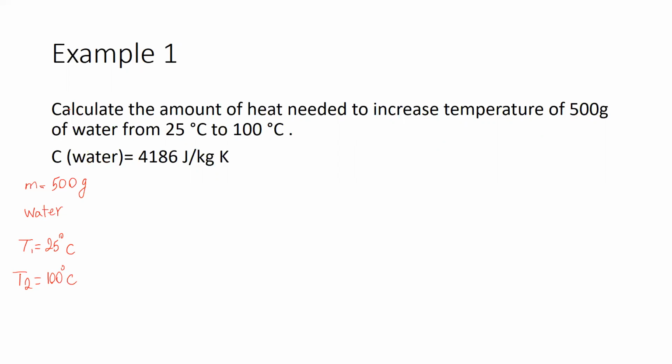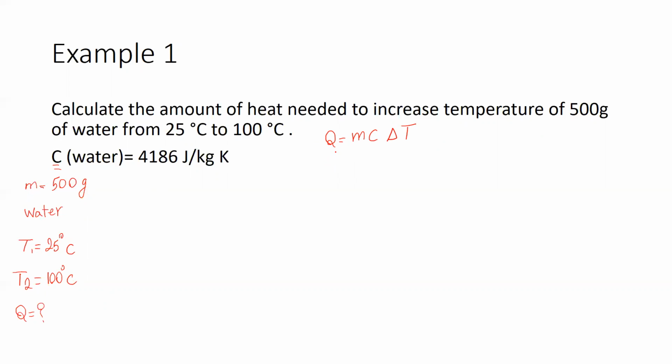What I'm going to find is to calculate the amount of heat needed. So Q is something that I'm going to find. So I have my c, I have mass, I have T1, I have T2. After that, we need to think about which formula we're going to use. The formula that we are going to use is Q = mcΔT.